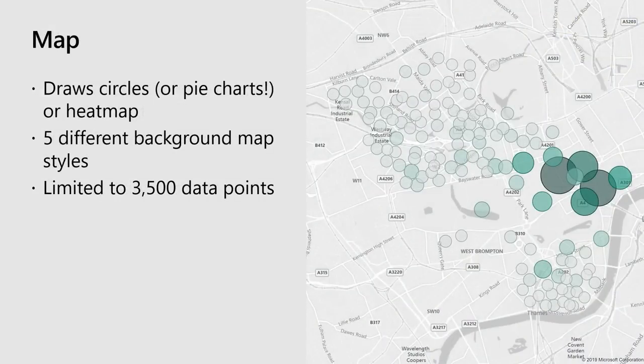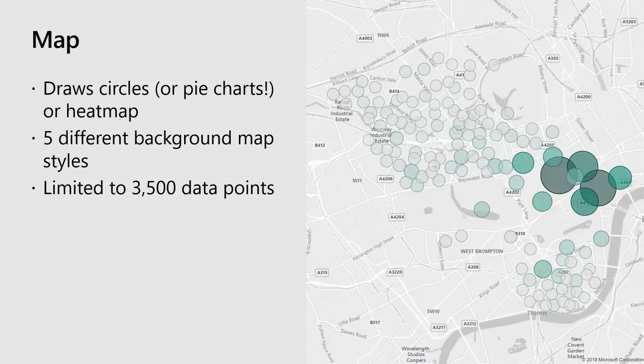Now, the map, which is based on the Microsoft Bing Maps technology, is probably your go-to map for most scenarios. And it draws circles on the map, or pie charts, but please don't do that. And most recently, it's also had the ability to draw heat maps added to the visual as well, along with some additional background layers. So it used to just do normal street maps or satellite mapping, now with some additional types in there as well, including the gray background that I'm showing here on the slide.